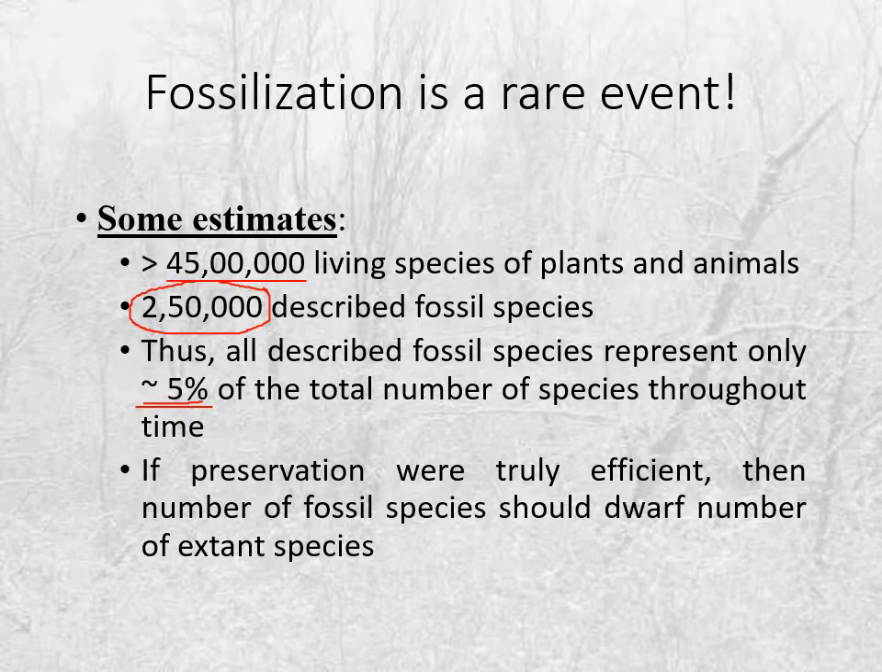So all the described fossil species represent only about 5% of the total number of species of the entire time span. If you summarize those two values, the fossil species and the living species, fossil species only constitute about 5% of the total number of species. So the fossil number is very low compared to the present day organism number. That is why it is said that preservation is a by chance incident.